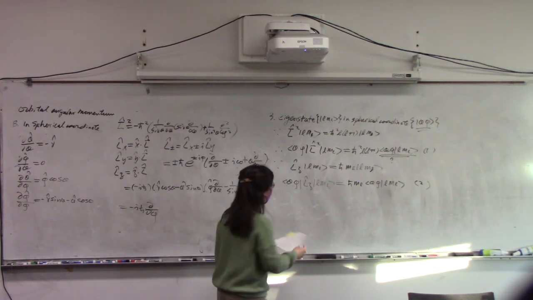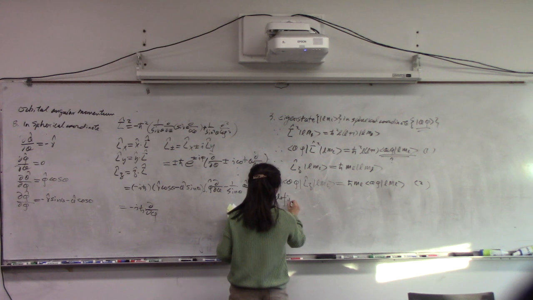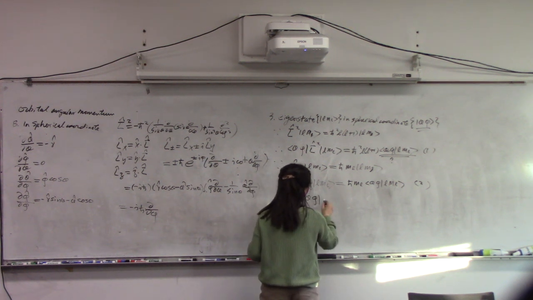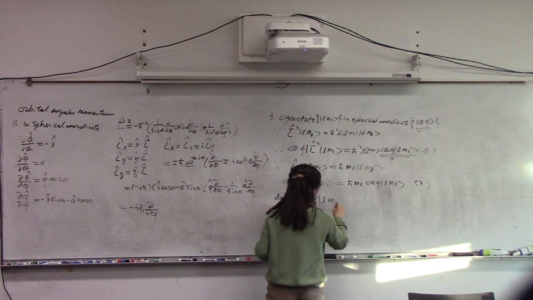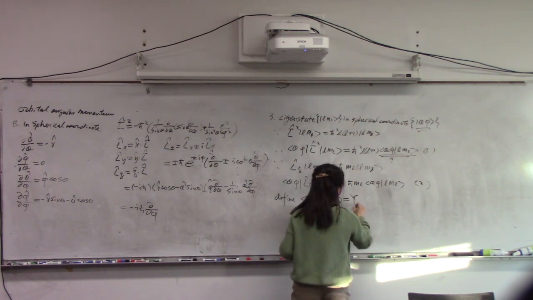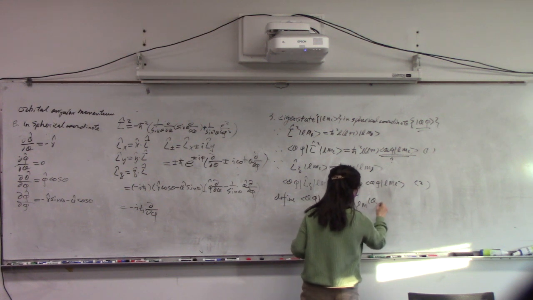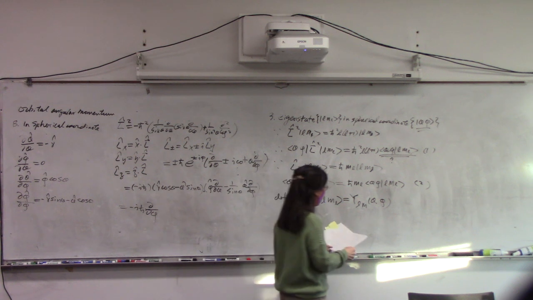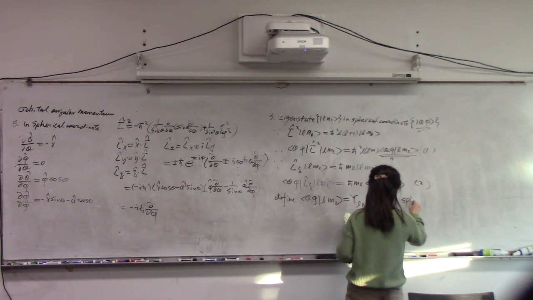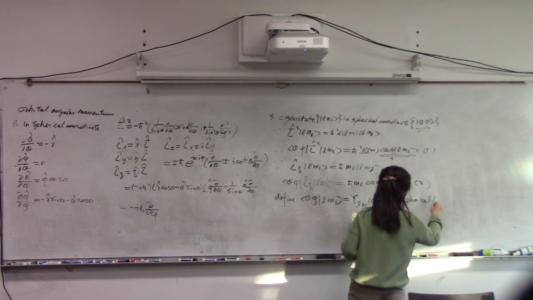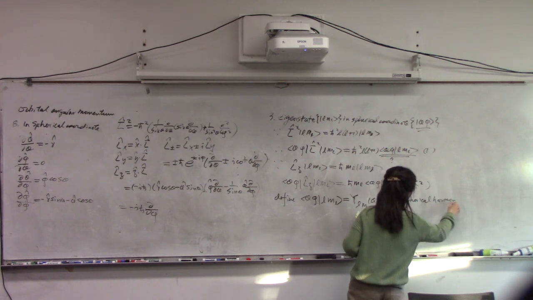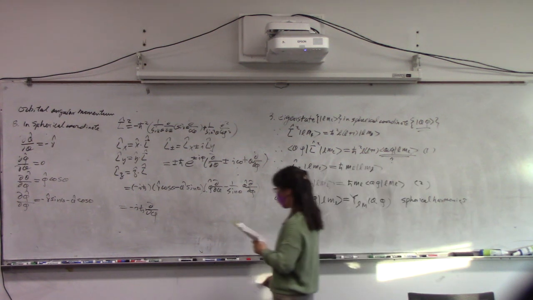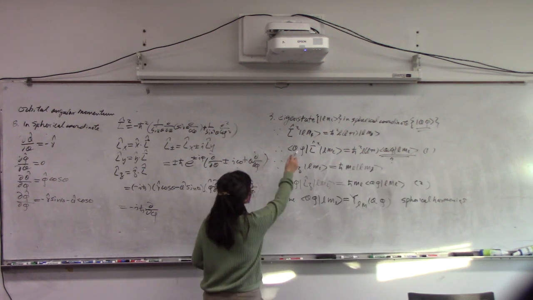So how to do that? First, we define this eigenstate projected to the spherical coordinates as a function Y_l m, which is a function of theta and phi. We know this is a spherical harmonic function, right?